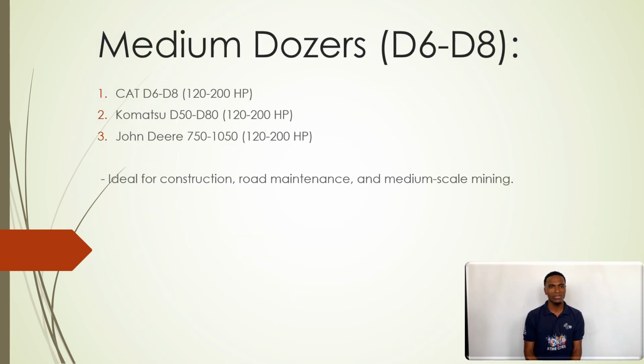We have medium dozers. These ones range from D6 to D8. We have Cat D6 to D8, that is 120 to 200 HP. Then we have a Komatsu D50 to D80, and then a JCB 750 to 1050. Medium dozers are ideal for construction, road maintenance, and medium scale mining.